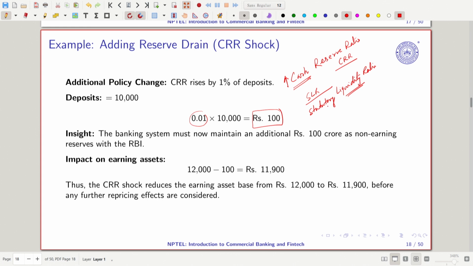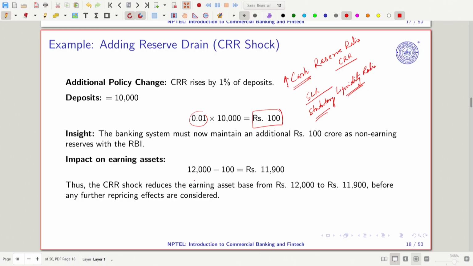Then you have the statutory liquidity ratio, SLR. What does it mean? It means that banks will have to keep, apart from cash, some amount in the form of gold and bullion or any kind of government securities approved by the government, which they are allowed to keep as SLR. So the impact on earning assets is 12,000 minus 100, so 11,900. The CRR shock reduces the earning asset base from 12,000 to 11,900.